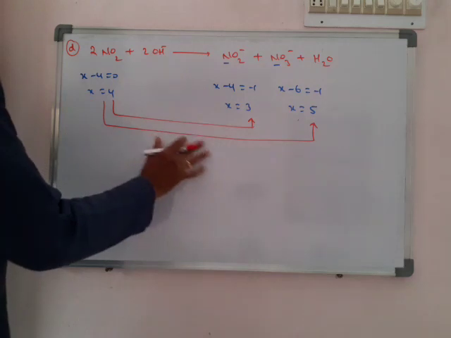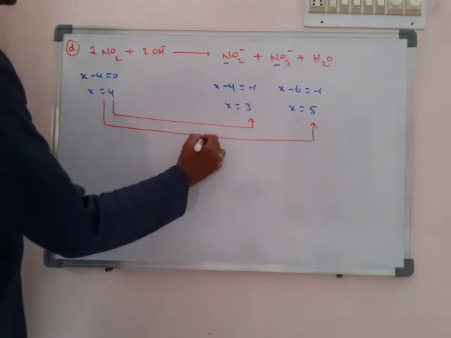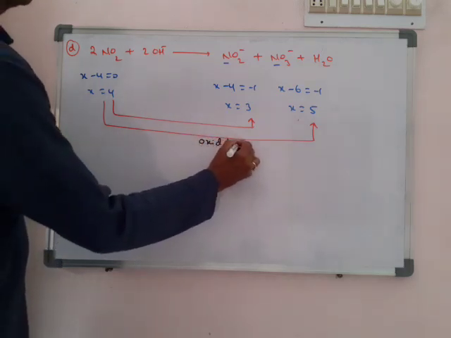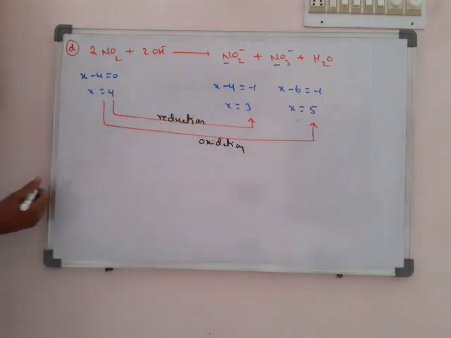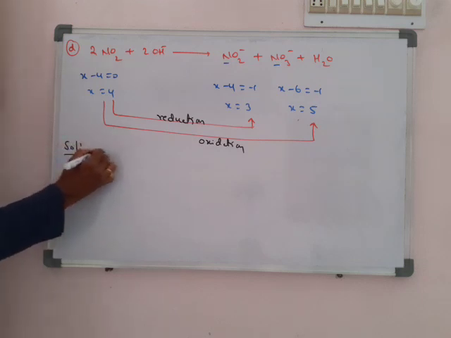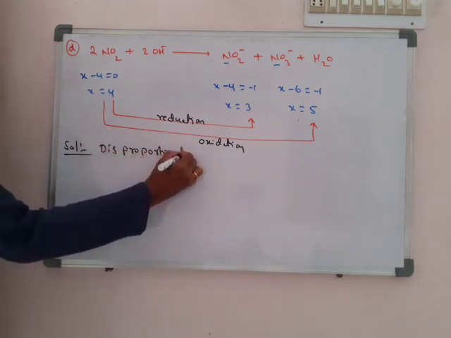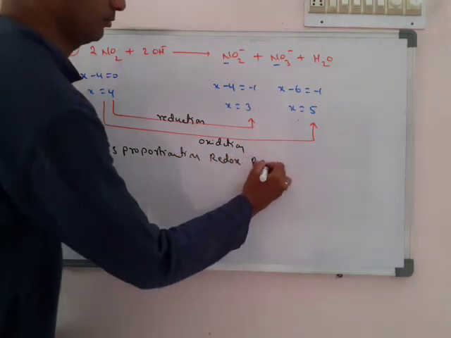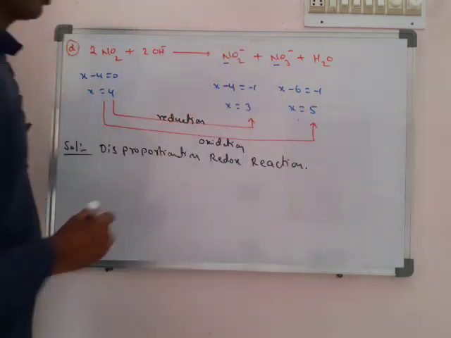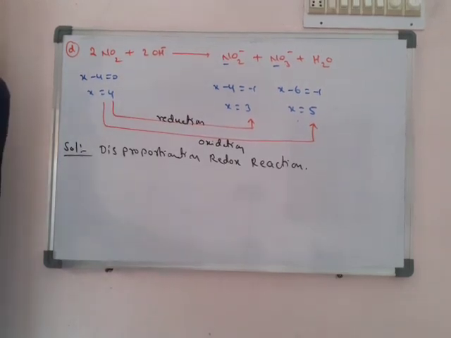So at one place it is oxidized, +4 to +5 is oxidation of nitrogen, and here it is reduction. Only one element undergoes both oxidation and reduction. So this comes under the example of a disproportionation reaction. So the answer is disproportionation. Okay, try to practice any other questions also.